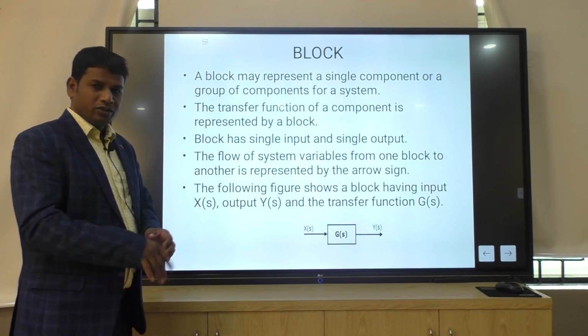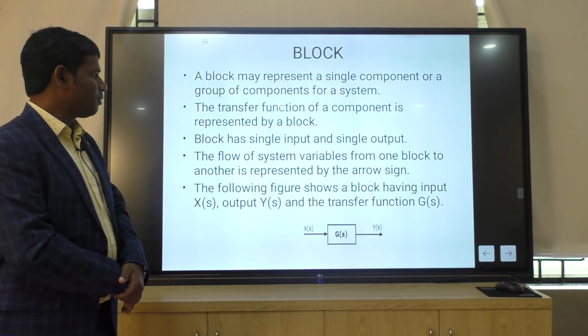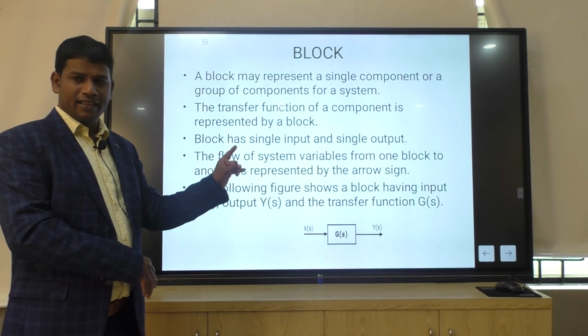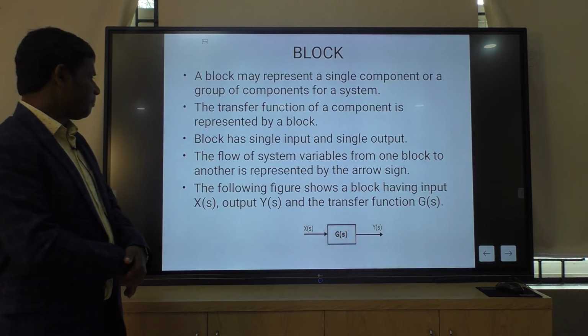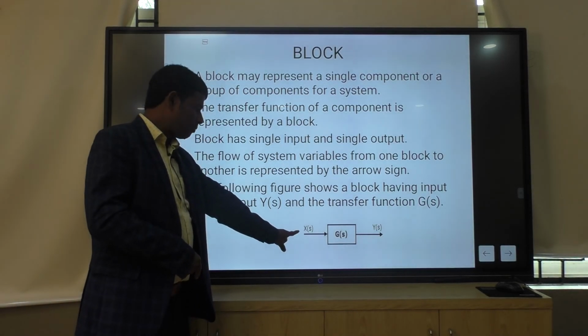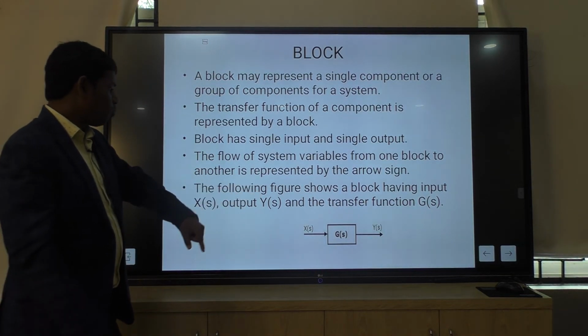Then you see the arrow mark indicates the flow of variables. Flow of variables from one block to another block is represented by an arrow sign. Next, the following figure shows a simple block diagram, where X(s) is the input and the output is Y(s).